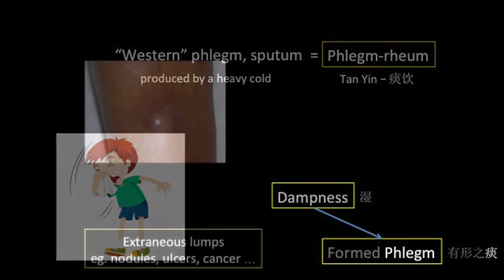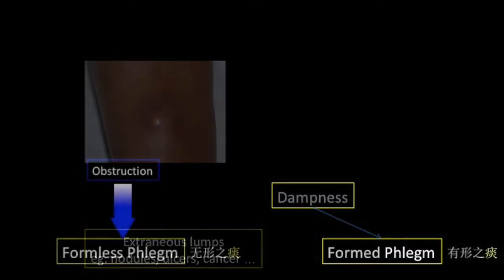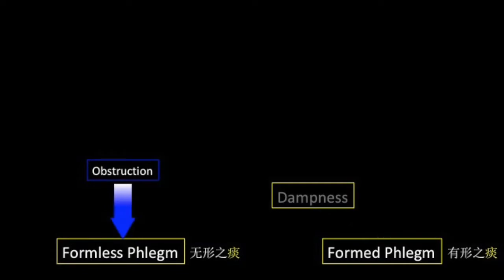In TCM, phlegm is also associated with any extraneous solid lumps on our body, such as nodules and ulcers. In modern times, phlegm is often cited in cases involving cancer. Another more unusual type of phlegm is called formless phlegm. This is characterized as a type of blockage that cannot readily be associated with a physical origin, but which nonetheless impedes the correct functioning of an organ, which is typically the heart. Formless phlegm is often associated with psychological problems.